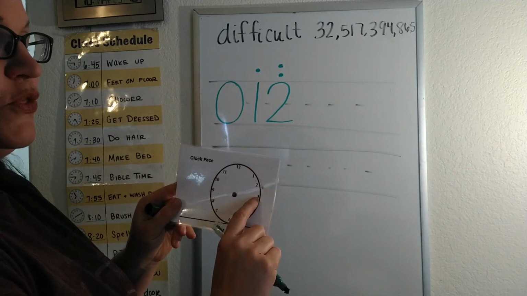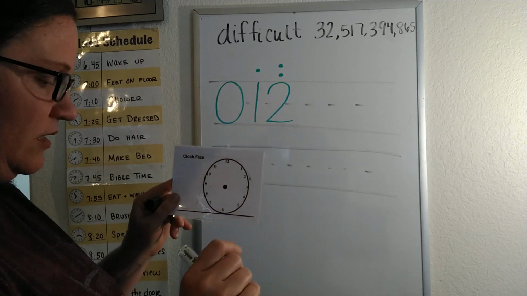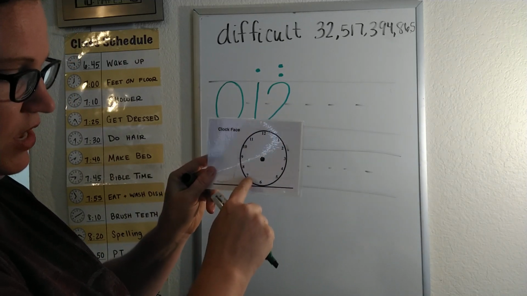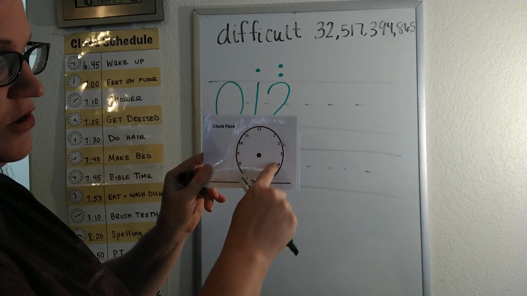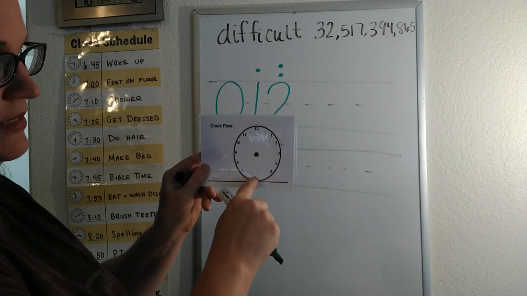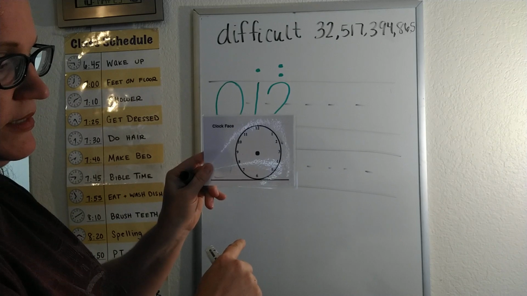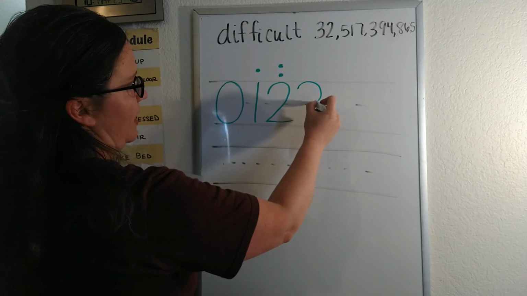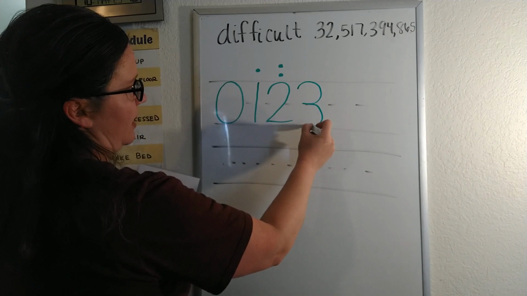The third number is 3. 3 is a clock letter, but you're not going to go all the way around the clock. You're going to start at about 11, go around and stop at the 6, and then go back around to 7. So start at 11, go around the clock, stop, and around the clock, stop.